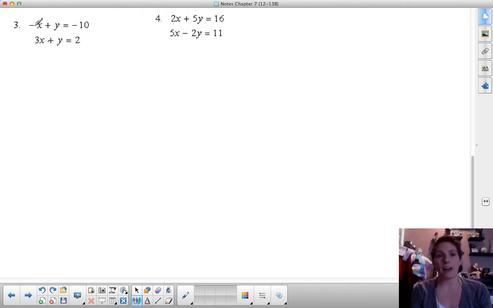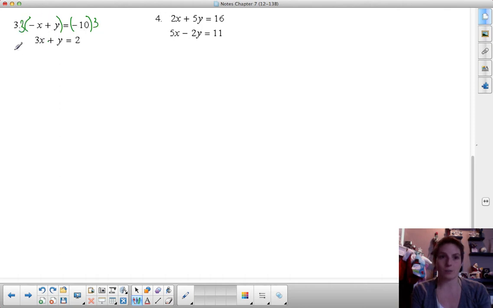When we look at x's to eliminate them, we would want them both to be 3's, negative 3x and positive 3x. To make that happen with multiplication, we need to take this top equation and multiply both the left of the equal sign and the right of the equal sign by the same number, and in this case that's a 3.